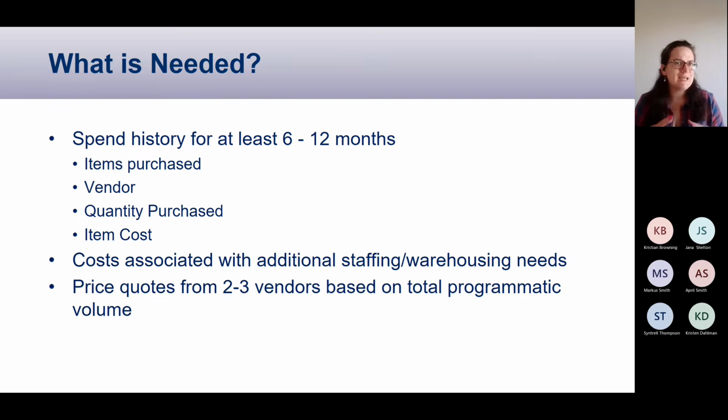So with that, what do you need to be able to do a cost analysis model? Like I mentioned, ideally you're looking for spend history for at least 6 to 12 months. With that, you're going to want to know the items purchased, the vendors they were purchased from, the quantity, and then the individual item cost. If you're currently operating a decentralized model, you'll need to collect this information from all of your procurement partners. That way you're able to look at all of the different costs across the different organizations that are procuring.